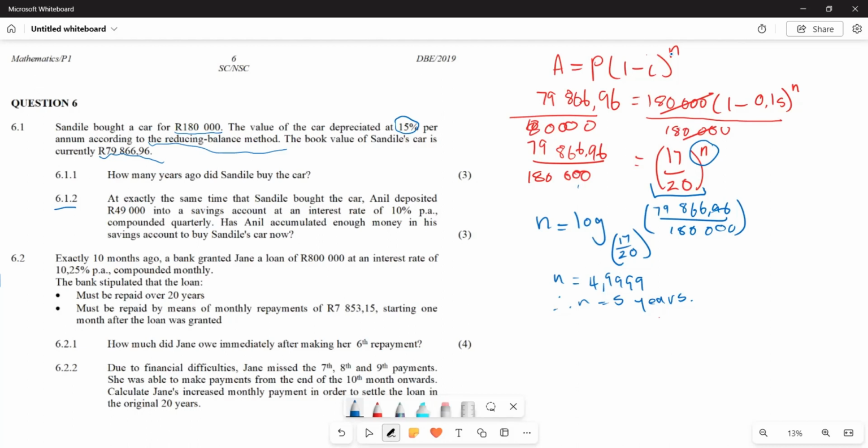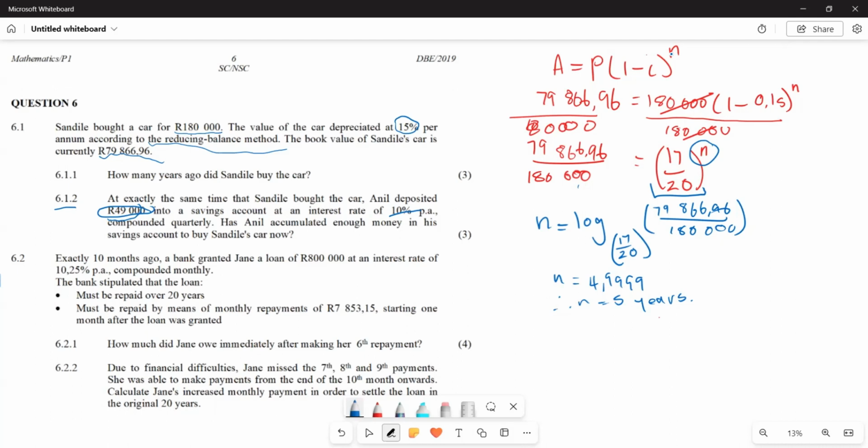Anil deposits 49,000 into a savings account at an interest rate of 10% per annum, compounded quarterly. Has Anil accumulated enough money in the savings account to buy Sandile's car? So basically, what they are saying is that when Sandile was buying a car, Anil invested the 49,000 so that she can be in a position to purchase the car after a number of years, right?